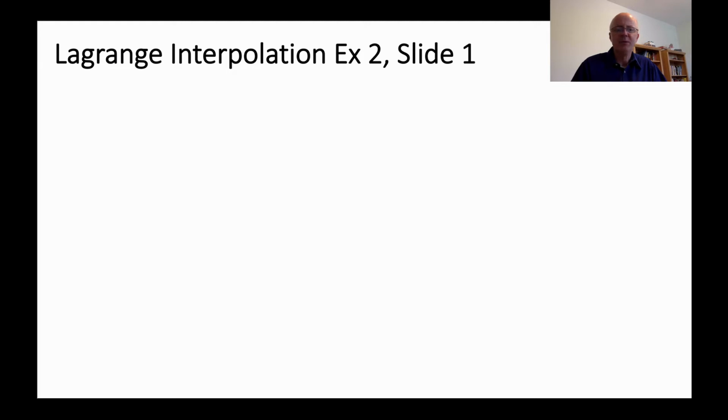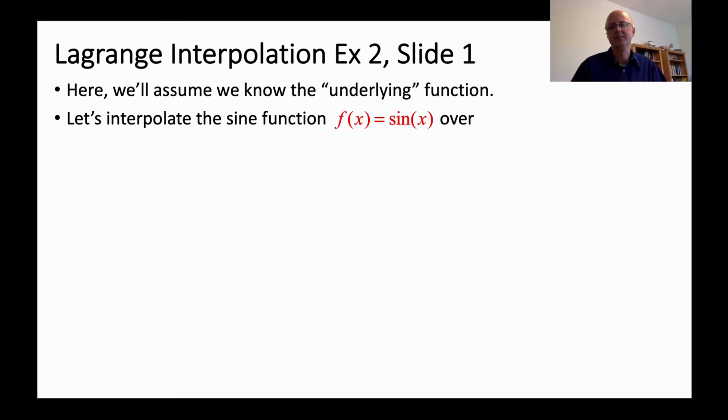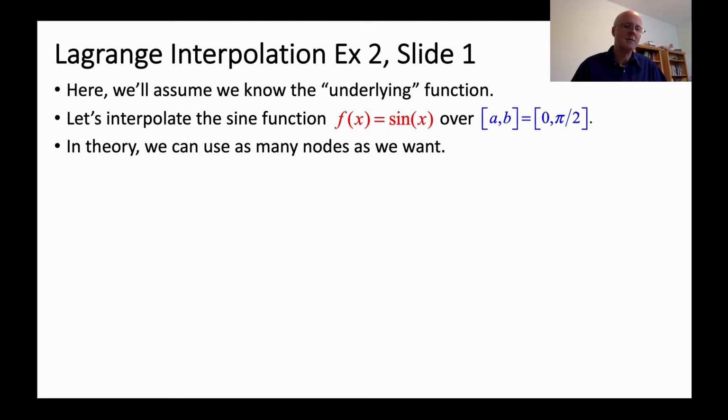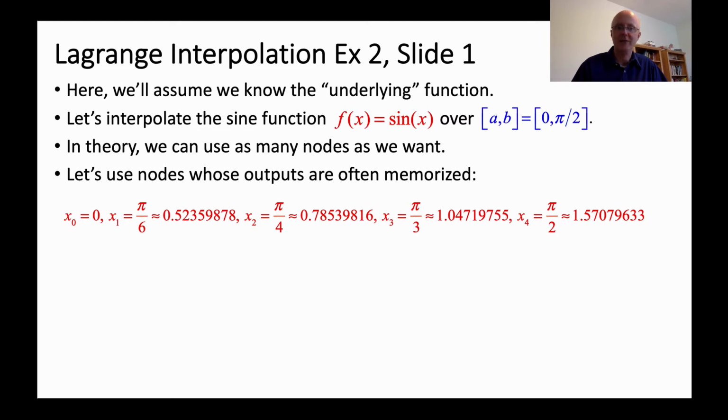Let's go on to example 2 now. So now we're going to assume we know the underlying function. It's going to be the sine function. Let's do it over the interval from 0 to pi over 2. And let's use as nodes, we could use any number of nodes that we want, but let's go ahead and use the nodes that have outputs that are often memorized: 0, pi over 6, pi over 4, pi over 3, and pi over 2.